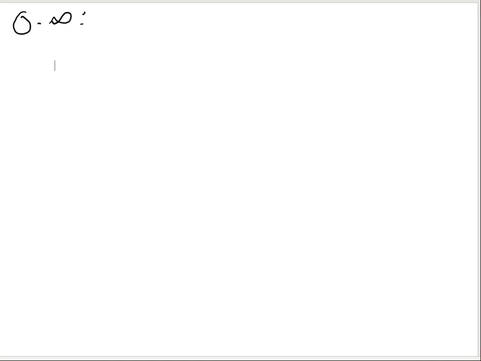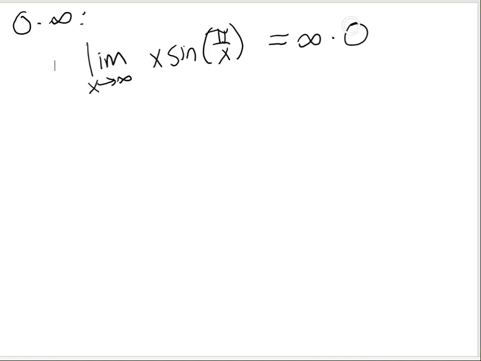What does this look like? Well, the example we're going to do is the limit as x goes to infinity of x sine pi over x. Remember, sine of 0 is going to be 0. So pi over x goes to 0 as x goes to infinity. So this indeterminate form will be infinity times 0.